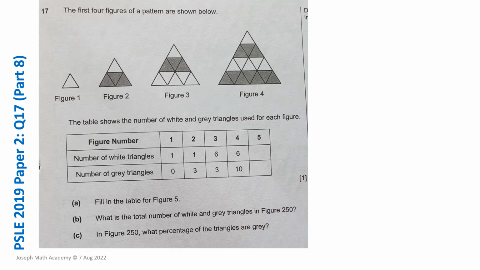From figure 1 to figure 2, you notice that nothing happens to the white one. So the white one remains the same. Nothing is added to the white one. But for figure 2 to 3, the white one has increased by 5. And then nothing happens from figure 3 to 4. The white one remains the same. So the addition happens only for 2 to 3, and then 4 to 5. So it's even to odd, and then even to odd.